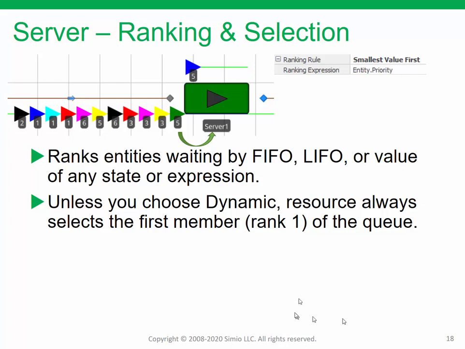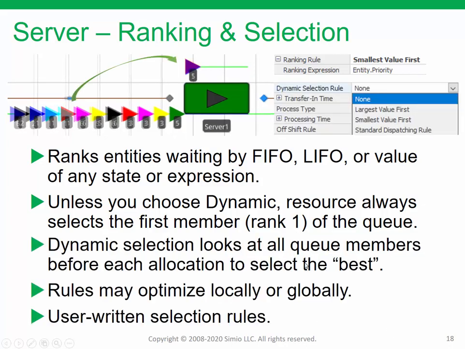If you choose dynamic, however, dynamic selection looks at all of the queue members before the allocation and picks the best one according to some rule that you provide. In other words, instead of just taking the first one in rank, it looks at all of the entities in the queue and picks the one that best meets the criteria. These rules may be used to optimize either locally or globally. For example, I might want to minimize setup. I want to look at all of the entities and choose the one that minimizes setup. This would be an example of a local optimization.